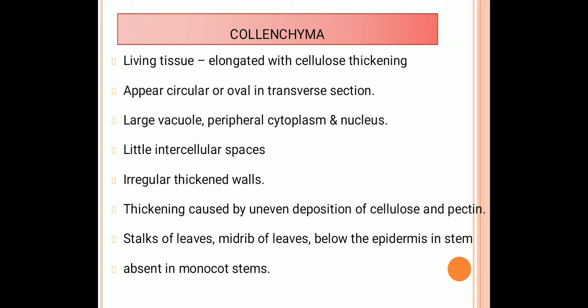Where can we see the distribution of collenchyma? This tissue is usually found below the epidermis in the stem and in the stalk of the leaves. It is also present in the midrib of the leaves. In the picture, centrally you can see the line-like structure that is called the midrib. It is normally absent in monocot stems.